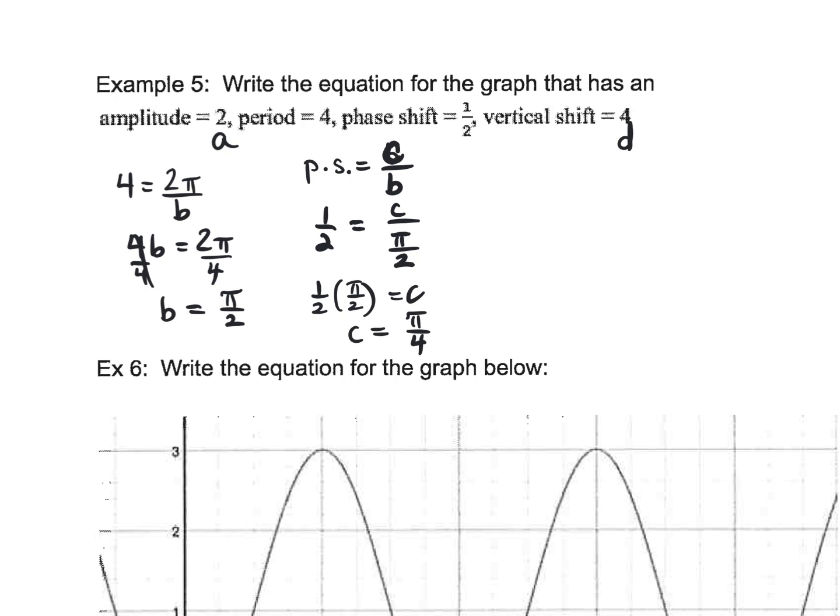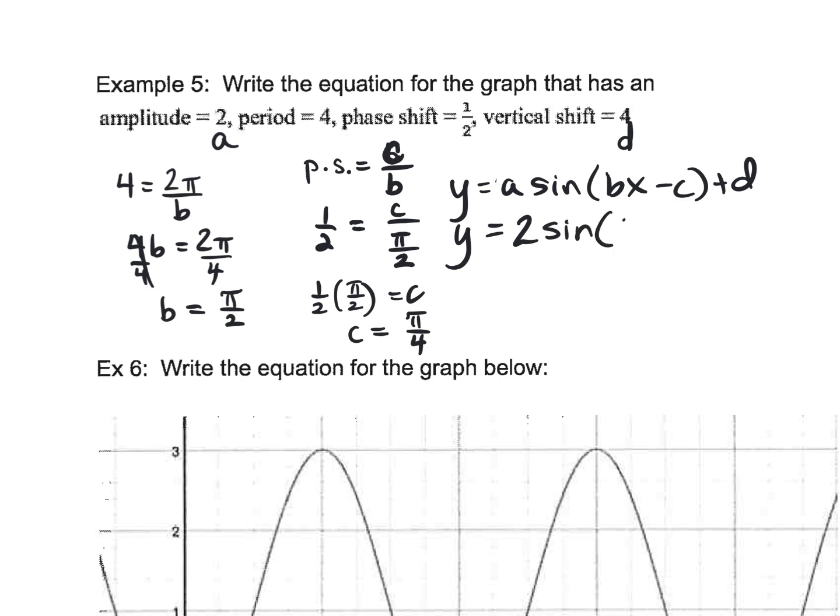Now, if it doesn't tell you which one you want to do, then guess what? You can pick which one. Let's do sine, okay? Actually, it would be A sine, wouldn't it? So A sine (Bx minus C) plus D becomes what? What's A? 2. Sine of B was what? So it becomes 2 sine of pi over 2 x minus pi over 4 plus D, that's it.